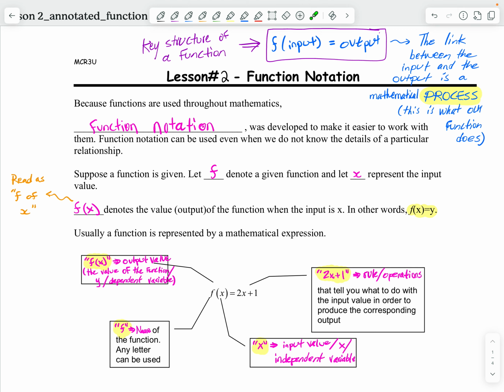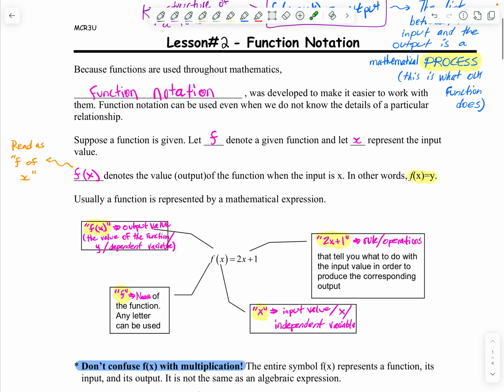So really, what I want you to understand here is given by this setup right here. This is the key structure of a function. What I need you to know is that we're taking in an input. As you can see in this blurb right here, for a function, there's always a link between the input and the output. And that link is a mathematical process. This is what the function is doing.